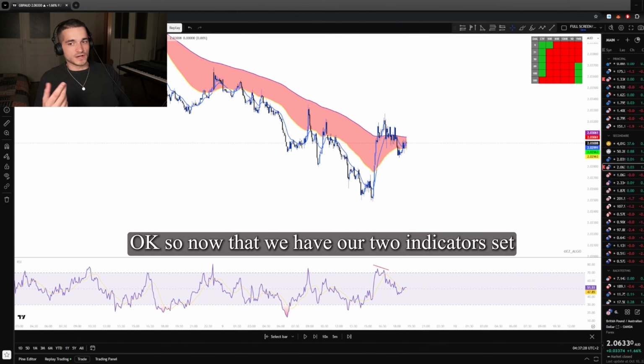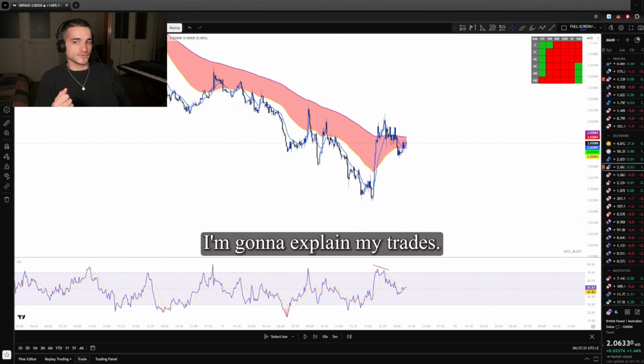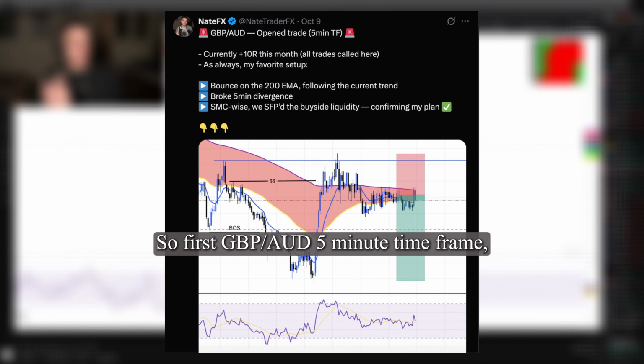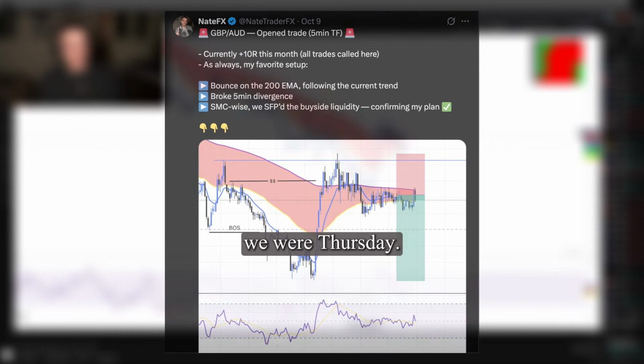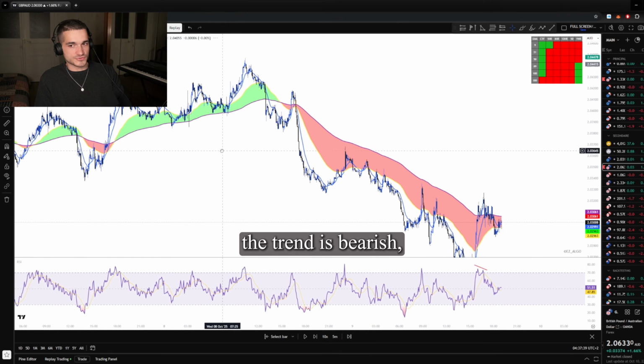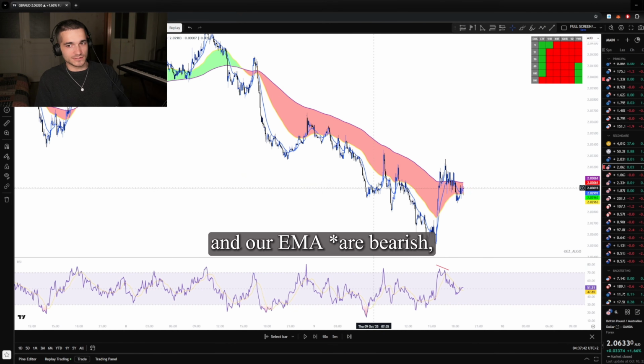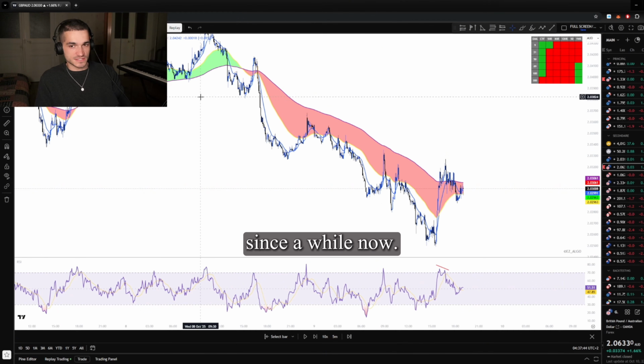Okay, so now that we have our 2 indicators set, I'm gonna explain my trades. So first, GBP AUD, 5-minute time frame, we were Thursday. So as you can see, the trend is bearish and our EMA is bearish since a while now.